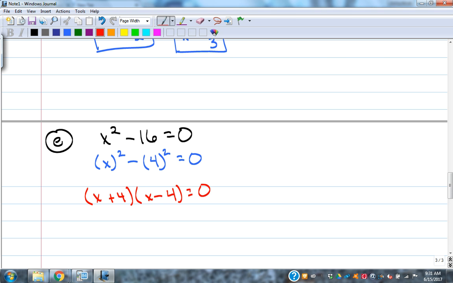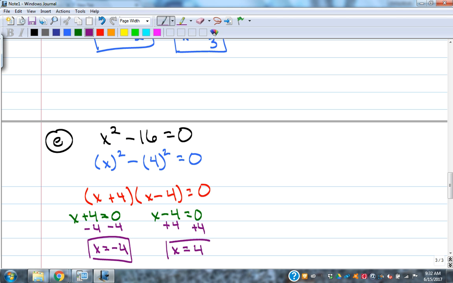I was going to shortcut to that. So if we can rewrite it that way, that's what's going to happen. That's always an easy thing to get. Now, from there, you just set each of those factors equal to 0. So x plus 4 equals 0. x minus 4 equals 0. And then solve each of them. So minus 4, minus 4. Add 4. And you get those two answers.